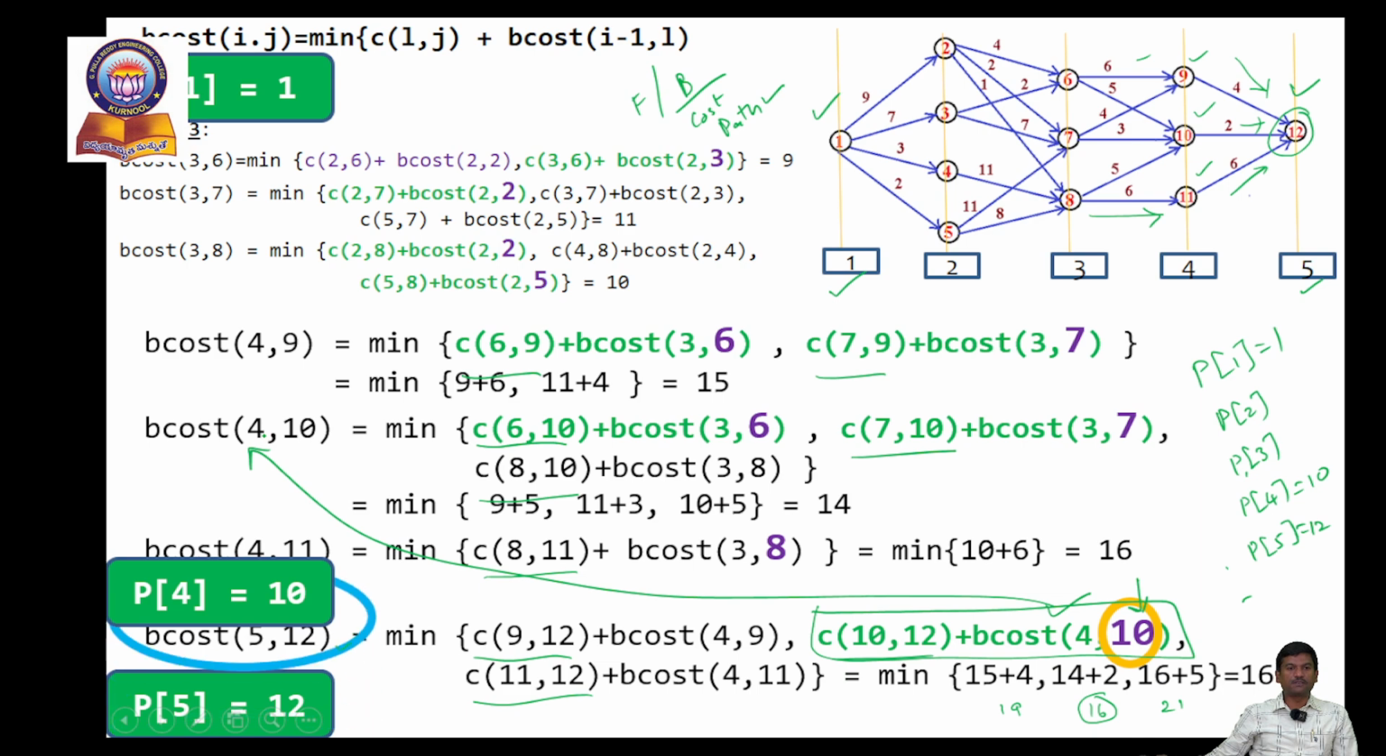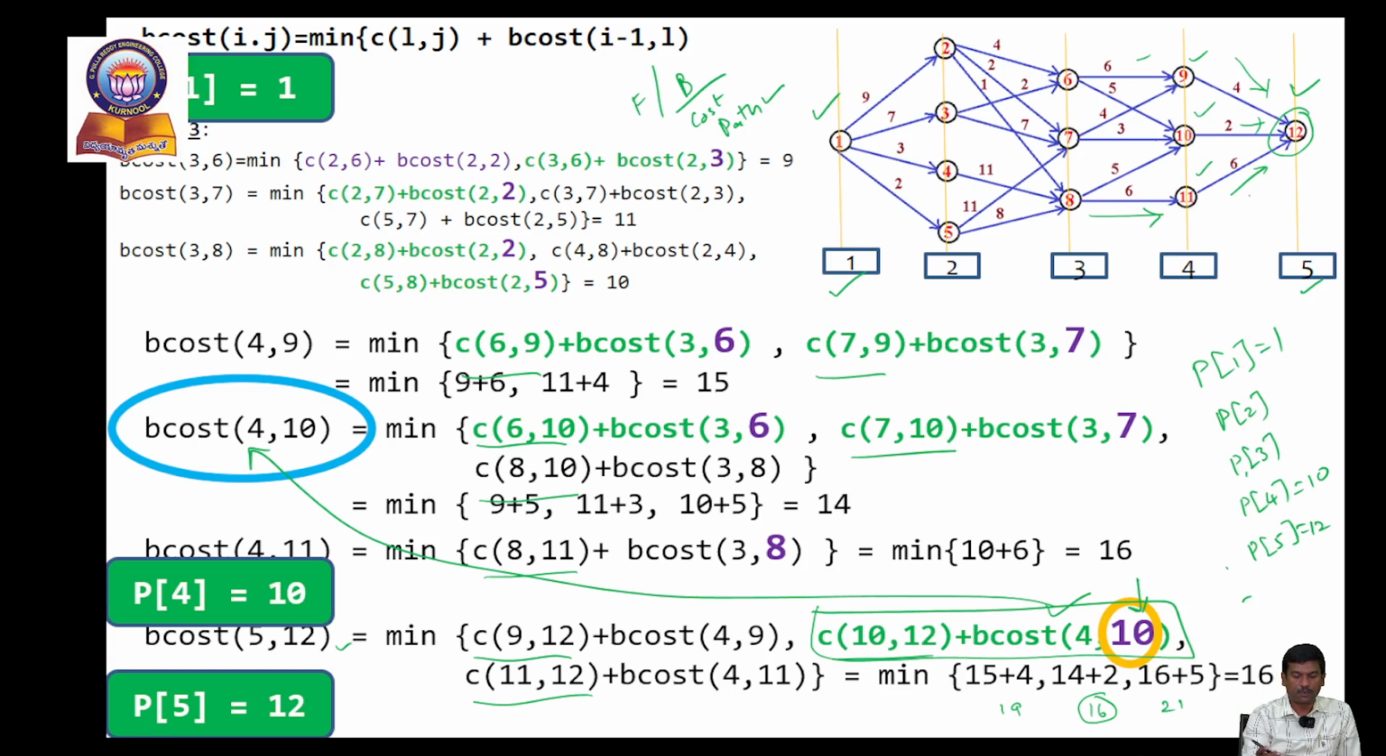So within the case of b cost of 4 comma 10, what is the minimum value? If you consider b cost of 4 comma 10, what is the minimum value that is present? That is 14 is the minimum. And how did you get this 14? That is 9 plus 5 is 14, and 11 plus 3 is 14. There are two possibilities. That is, there are two paths which are available. That is 9 plus 5 is 14.